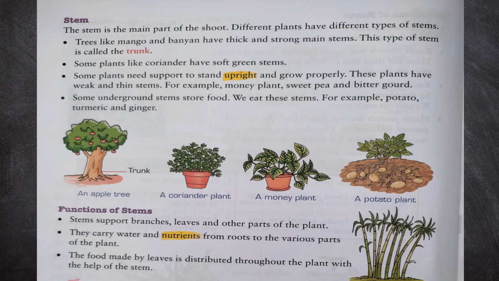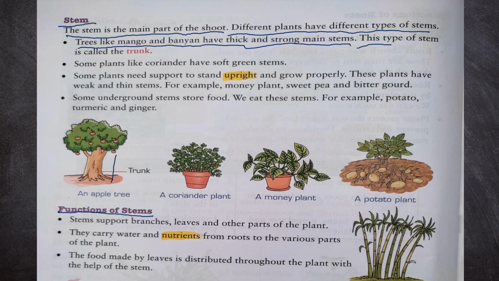Now we will study the next part, which is stem, and we will study functions of stems. So the stem is the main part of the shoot. Different plants have different types of stems. We can see in the picture. Trees like mango and banyan have thick and strong main stems. This type of stem is called the trunk, as we can see in this picture, first picture. Some plants like coriander have soft green stems.